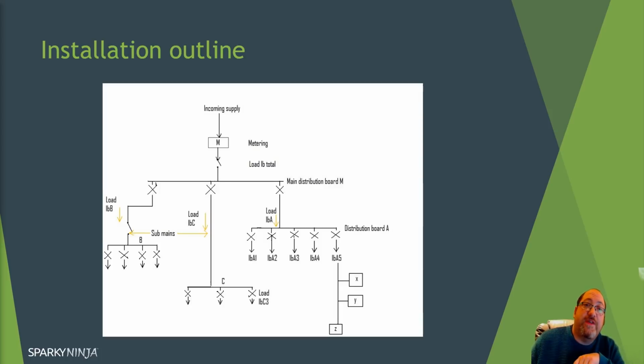This is an illustration of an installation outline, just a little example here. So you have your incoming supply, your metering, and then you have your total Ib, your total design current, which is a combination of the three sub-distributions. There's sub-distribution A, sub-distribution B, and C. So these are sub-mains, and then here's your final distribution points. Just a simple sample.